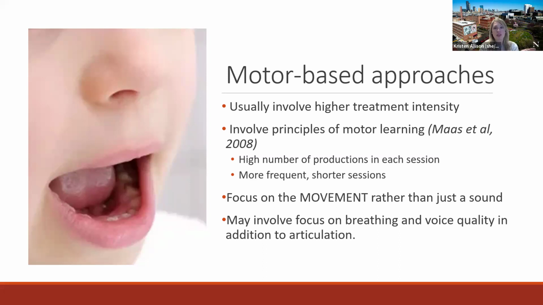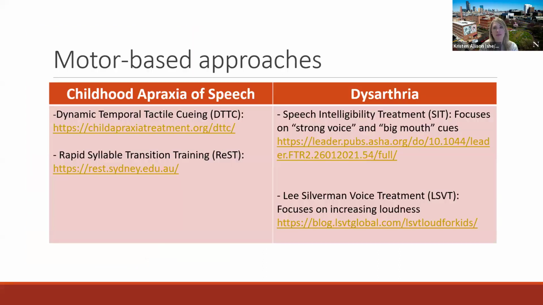For children with dysarthria, motor-based treatments also need to consider all speech subsystems and might focus on improving breath support and voice quality in addition to just articulation of speech sounds. This chart shows a few motor-based approaches designed for children with childhood apraxia of speech and dysarthria. And there are links to websites that have more in-depth descriptions of them.